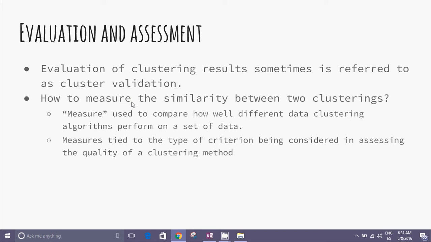Definitions of evaluation and assessment. Evaluation of clustering results sometimes is referred to as cluster validation. How to measure the similarity between two clusterings? We'll see soon.